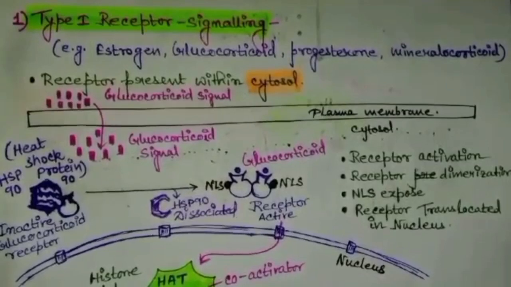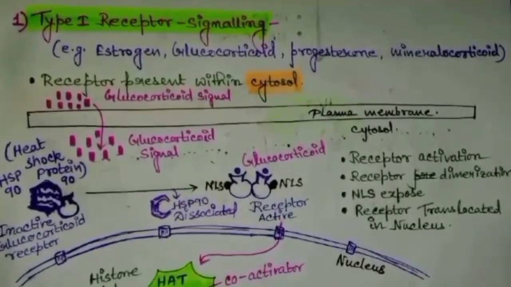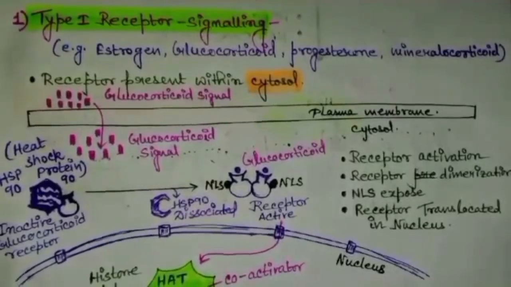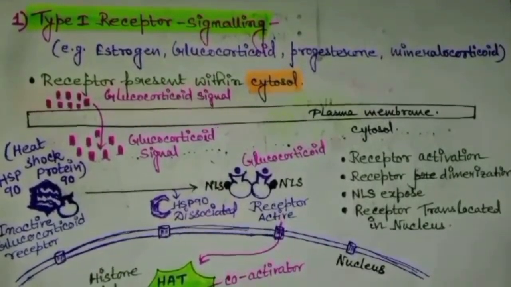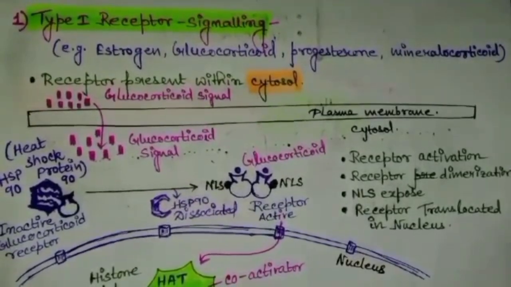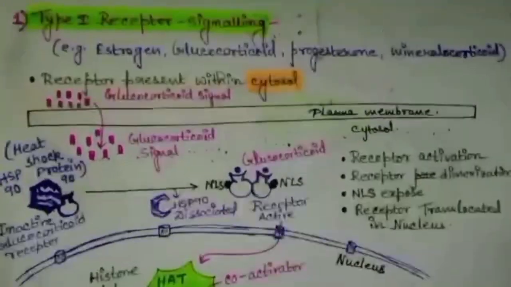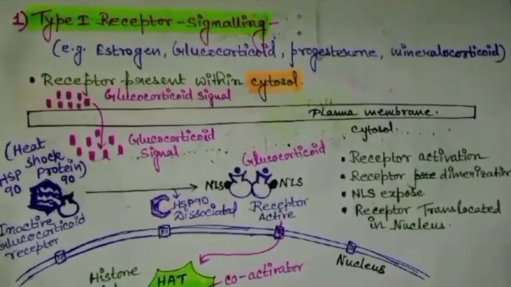So in the previous part, I discussed nuclear hormone receptor types. They are classified into two types. The first one, type 1 receptors, are present in the cytosol, and type 2 receptors are present in the nucleus. Here we are discussing type 1 receptor signaling today. Examples of type 1 receptors that I have mentioned are estrogen receptors, glucocorticoid receptors, progesterone receptors, and mineralocorticoid receptors.